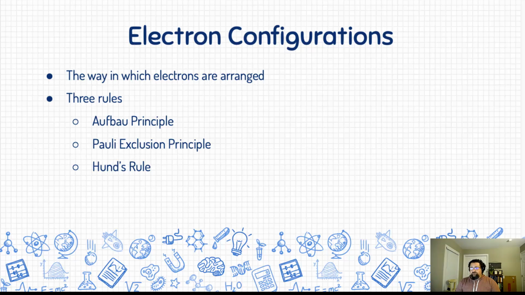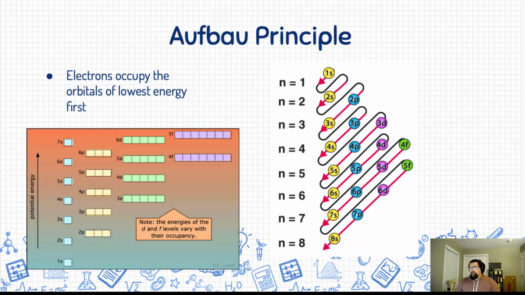So let's start at the beginning, the Aufbau principle. The Aufbau principle just says the electrons are going to occupy orbitals of the lowest energy first. And this is a real simple one. Imagine that there's a staircase in front of you, and every so many stairs, there's one seat or two seats or three seats, and so on.